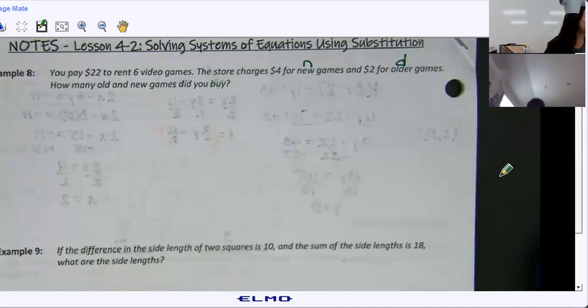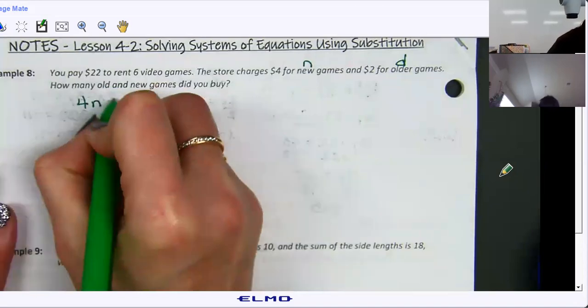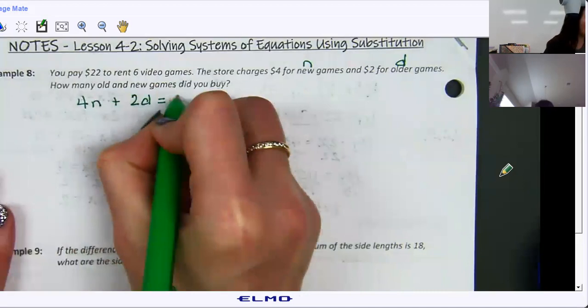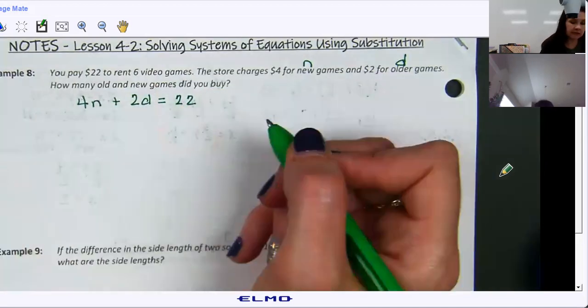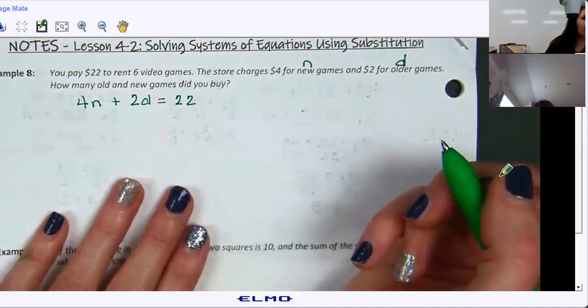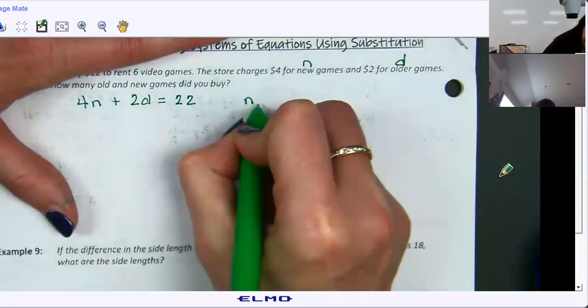Yes, Jaden, go ahead. 4n plus 2d equals 22. I'm sorry, I was distracted. What? 4n plus 2d equals 22. Yes, 4n plus 2d equals 22. So this was based on the cost of the games. Okay, somebody tell me the other one. The other equation. N plus D equals 6. Good.